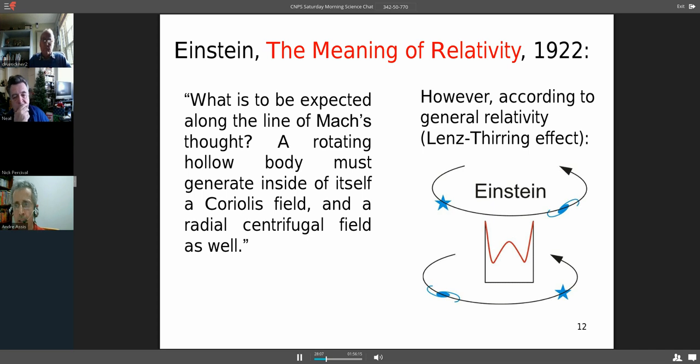However, in general relativity, there is also an axial force pointing along the axis of the bucket. If you rotate the stars and galaxies around the axis, there will also be an axial force, and this will create this strange shape in the water. The details you can see later on.